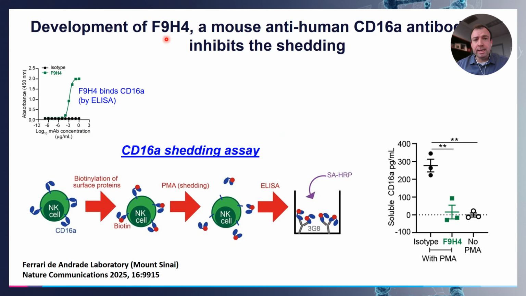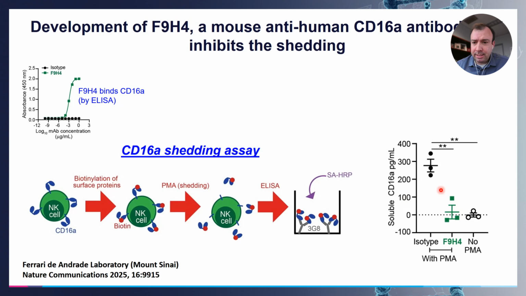We call this antibody F9H4, a mouse anti-human CD16A, and the way we discovered that it inhibits the shedding was by this assay where we biotinylate the surface of human primary NK cells, and when we treated them with PMA, a protein kinase C agonist, they shed CD16A from their cell surface, which we can detect using a capture antibody in ELISA plates. This antibody is called 3G8. Since the protein that was shed is biotinylated, we could use just streptavidin with peroxidase to detect and quantify the amount of soluble CD16A.